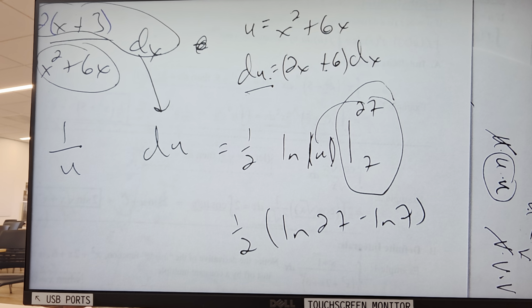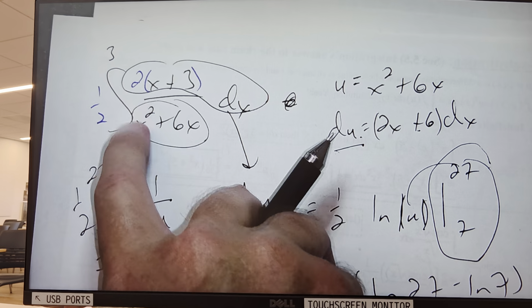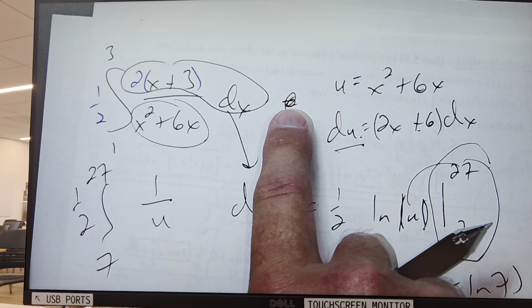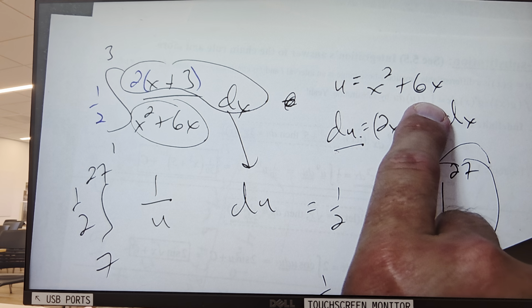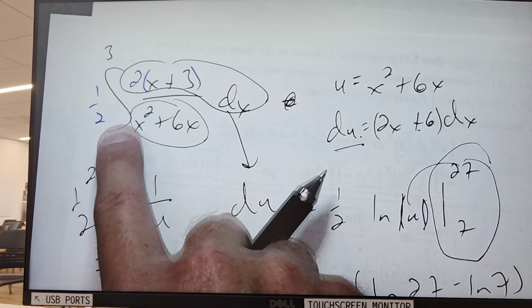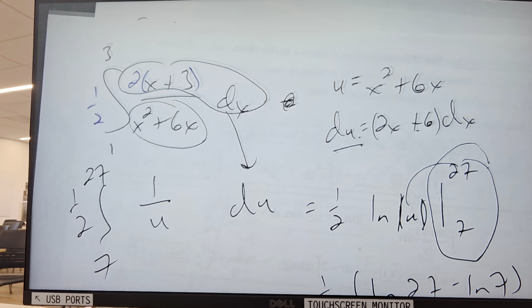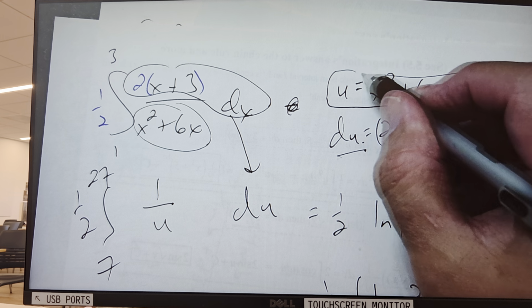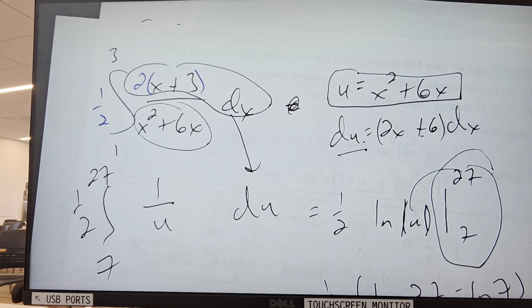Where did you get 27 and 7 from? Oh, 1 and 3 are what x is doing. When x is 1, u is 1 squared plus 6 times 1, which is 7. When x is 3, u is 27. The new integral we need to solve is with respect to u. The minute you define what u is, you've made a relationship between u and x.